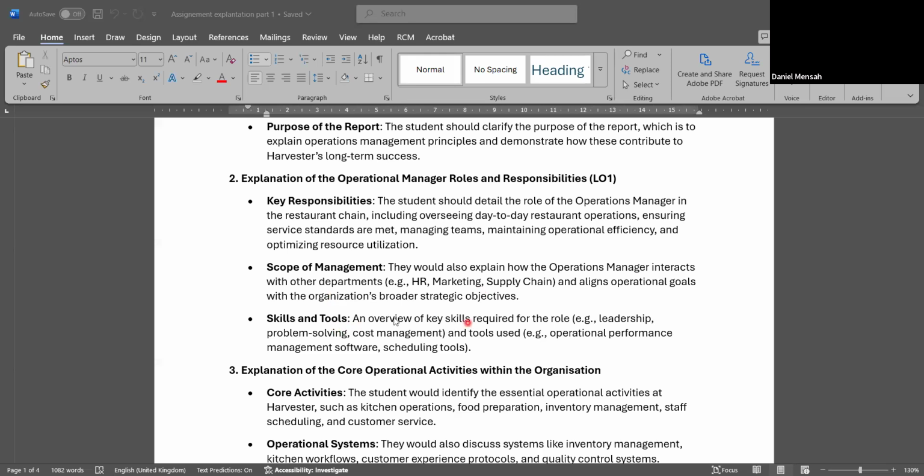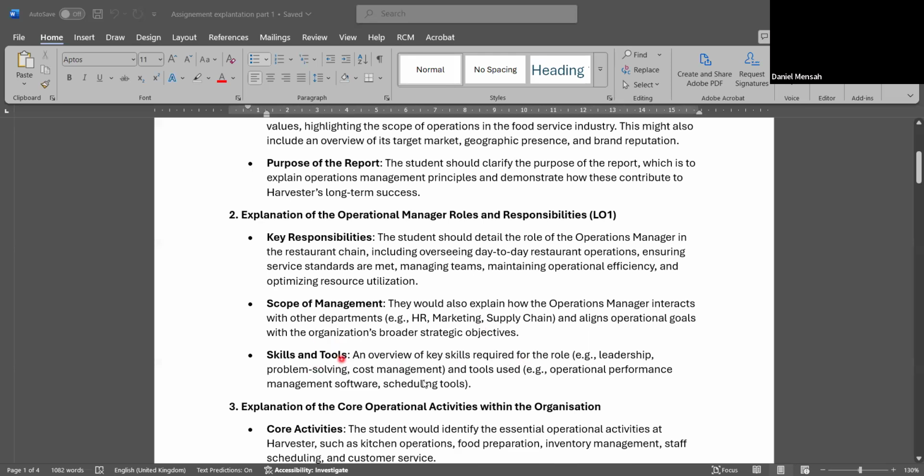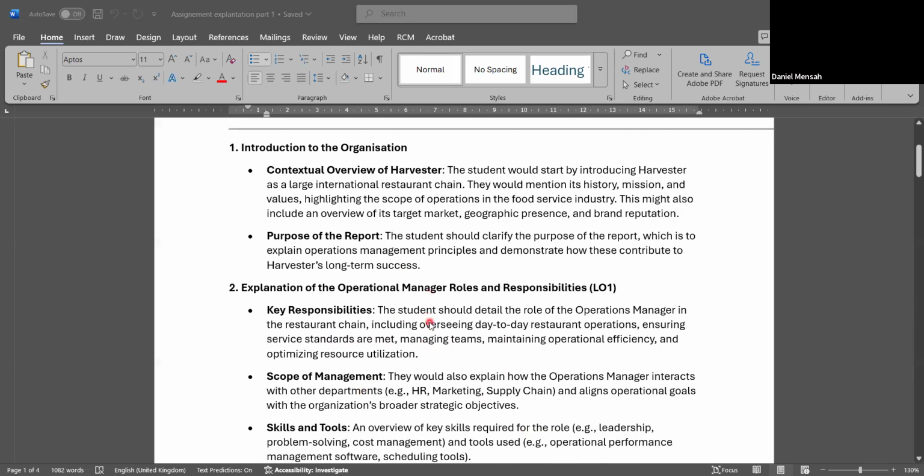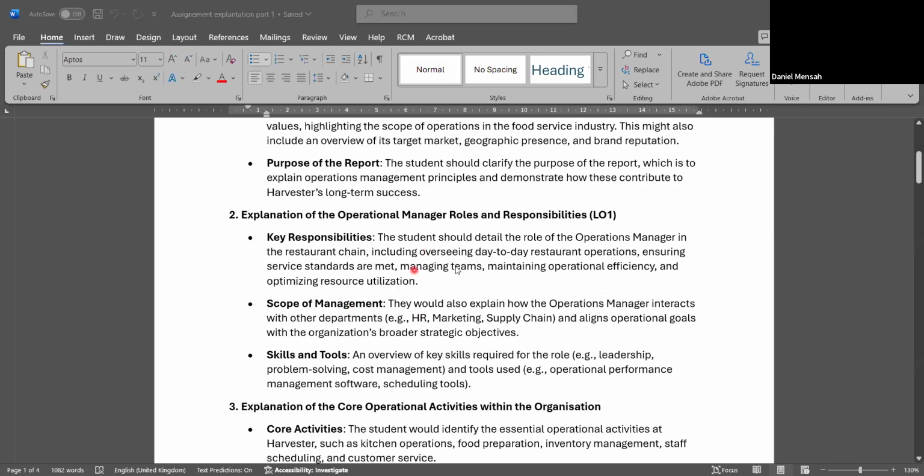You can mention what kind of skills they need, okay. If you don't want to mention tools, it is up to you because it's not part of the grading criteria. But you can mention key responsibilities and scope of management there. And you need to mention that you are using the case study of Harvester company to conduct your assignment. So whatever you will be doing, you are doing for the Harvester organization, or when you are explaining a concept, you will be connecting the dots with the Harvester company. Okay.